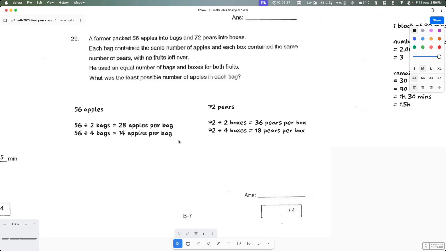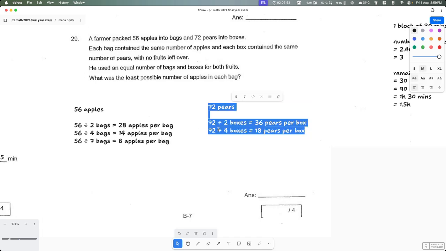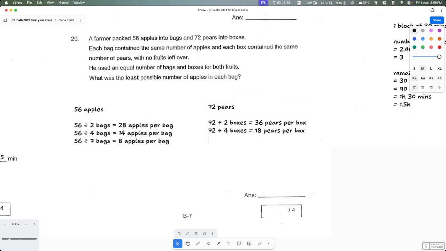Okay, so can we still divide by 8? No. So for 56, it can be divided by 7 bags. Right? Yes, 7. This will give you 7 times 8 apples per bag. And then for 72, can it divide by 7? Yes, you can. So 72 divided by 7 boxes is equal to 12.